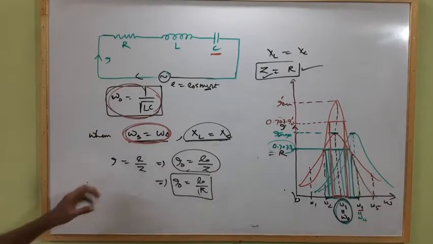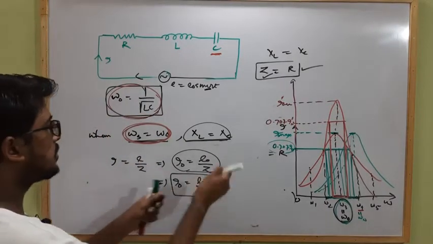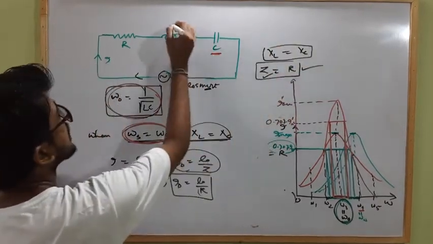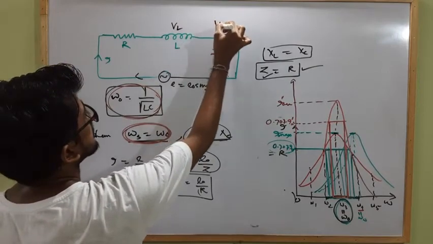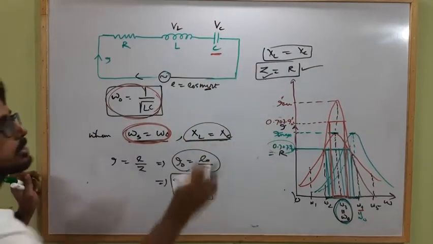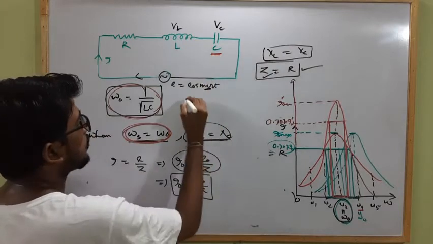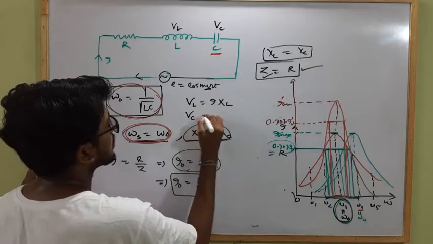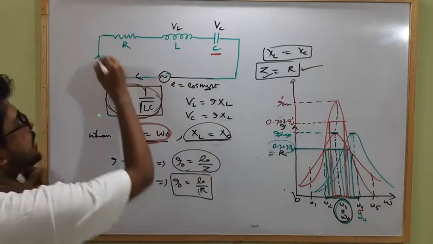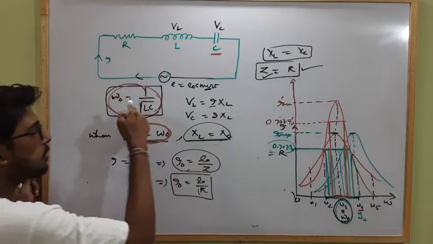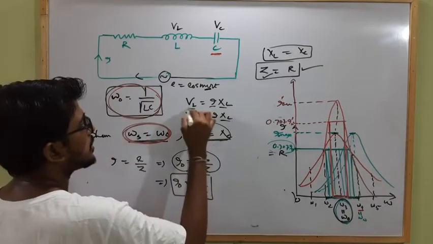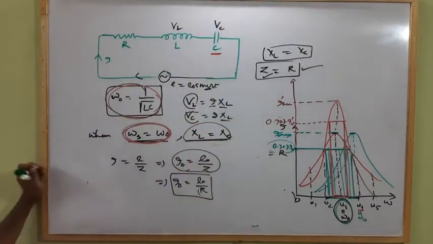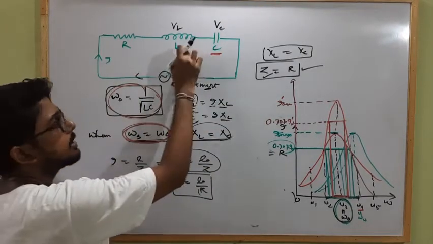Quality factor is known when, for a resonating circuit, XL equals XC. That means the potential difference across the inductor and the potential difference across the capacitor will be the same, because the potential difference across the inductor is I into XL and across the capacitor is I into XC. We already know that in a series circuit I is the same, and for resonance XL equals XC, that means VL equals VC. So the potential difference across the inductor equals that across the capacitor, and both are in opposite phase.